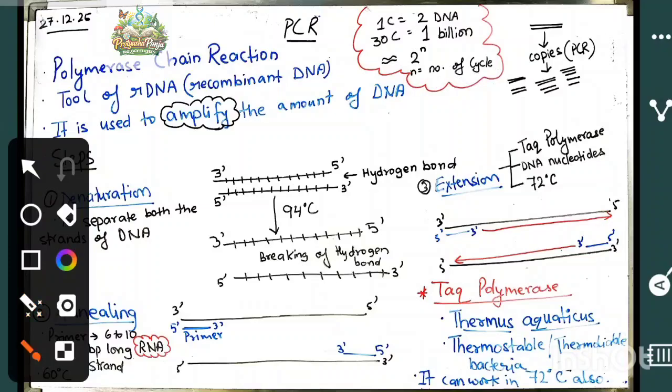For example, if we run the PCR for 8 cycles, the number of DNA molecules produced will be 2 to the power 8. So this is all about PCR.